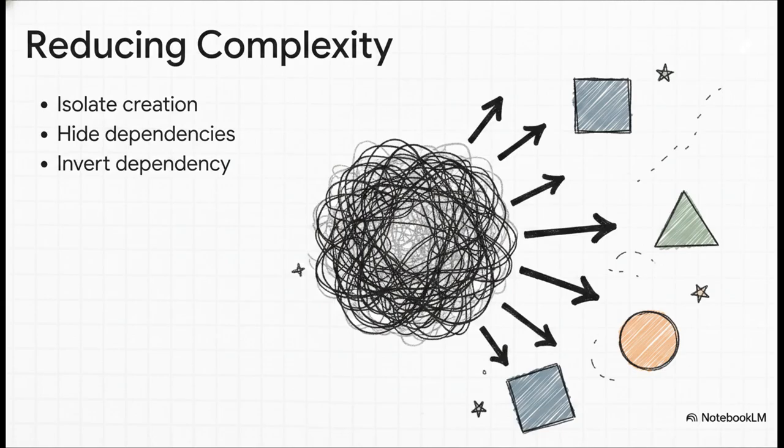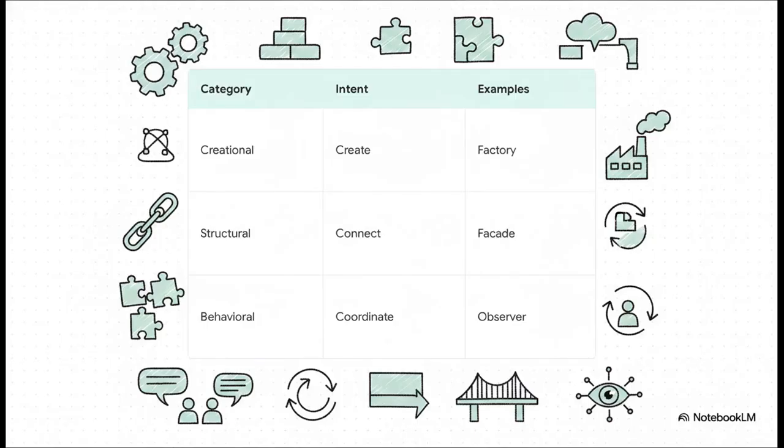They strictly separate responsibilities. So instead of having a God class that knows literally everything, object creation gets isolated, communication gets completely standardized, and those messy dependencies are hidden away. By utilizing the inversion of dependency principle, your high-level modules stop caring about low-level details, making your systems dramatically easier to extend and test. Now, those original 23 patterns, they map really cleanly into three main buckets.